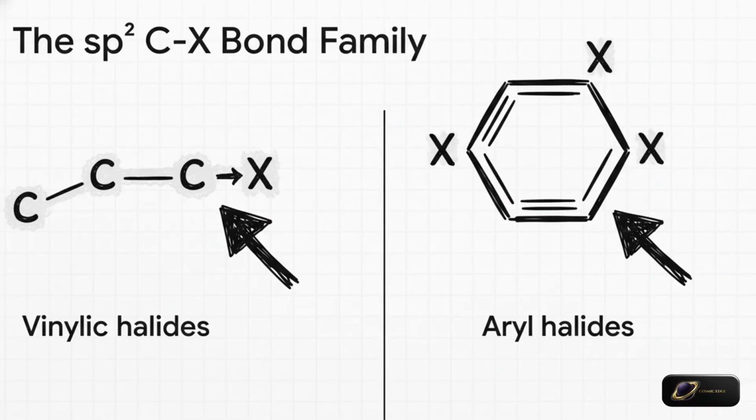And now for the other branch, the sp2 family. The keyword here is directly. With vinylic halides, the halogen is bonded right onto one of the carbons in a double bond. And for aryl halides, or haloarenes, it's bonded directly to a carbon that's actually inside the aromatic ring itself. This direct connection gives them totally different personalities from their sp3 cousins.